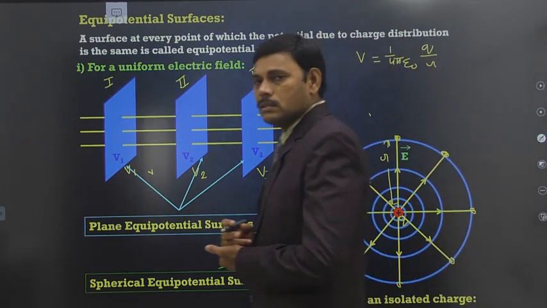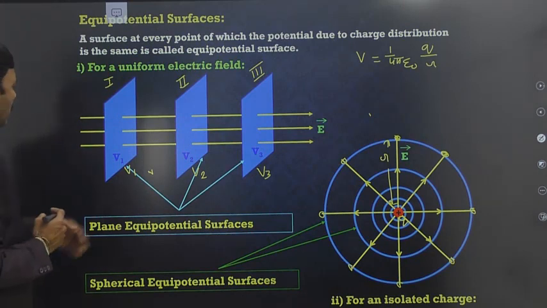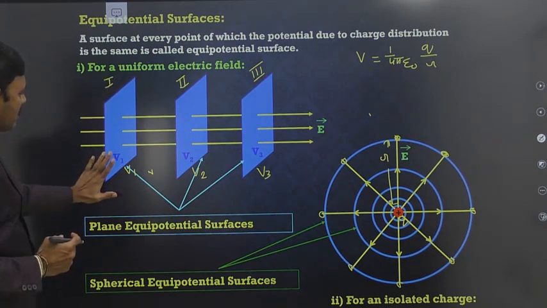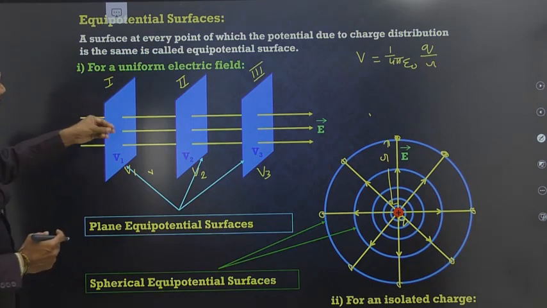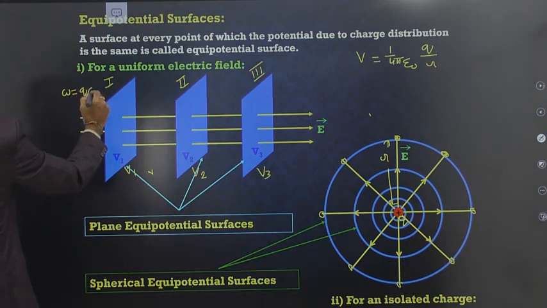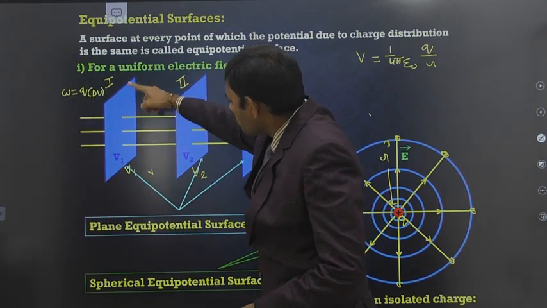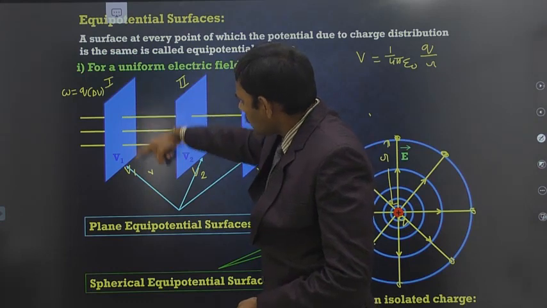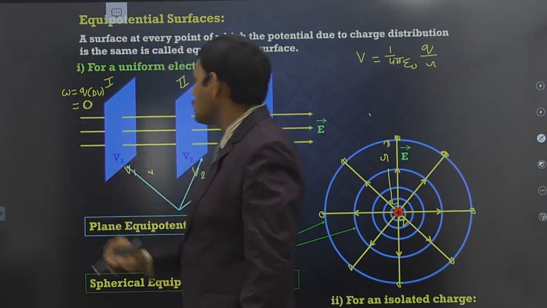Here let us see some properties of equipotential surfaces. If you consider this plane equipotential surface, potential is the same at all points. Suppose we would like to move any charge along the surface, the work done to move the charge along the surface is W is equal to Q into delta V. Delta V is the potential difference between any two points. As potential is constant, the potential difference is 0 along the surface. Therefore, that value is equal to 0 because delta V is 0.